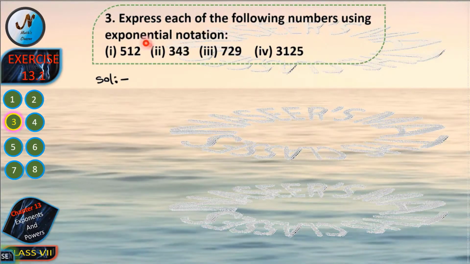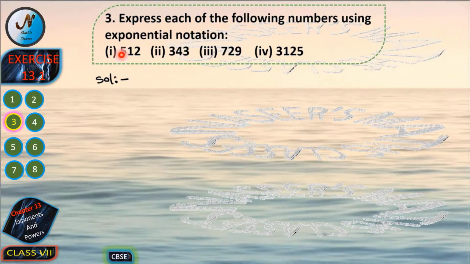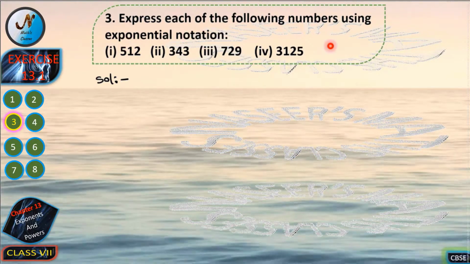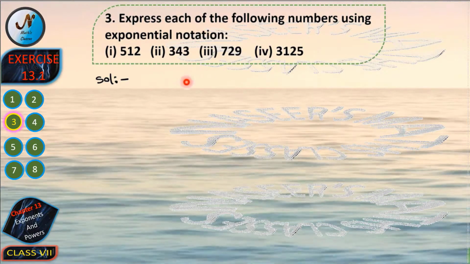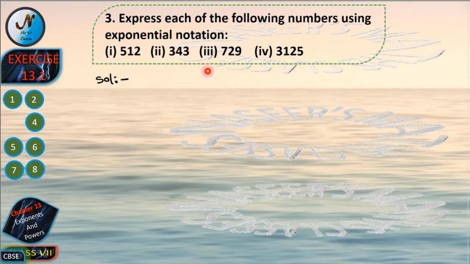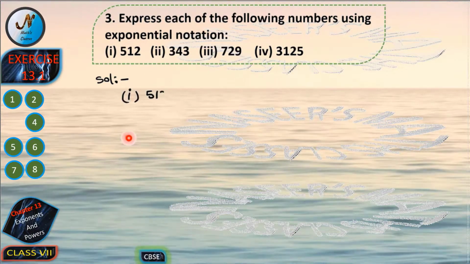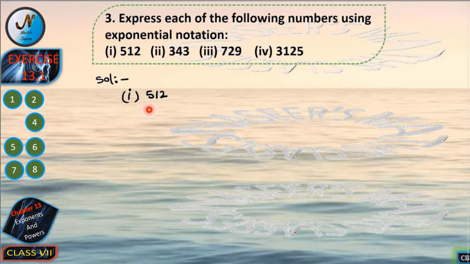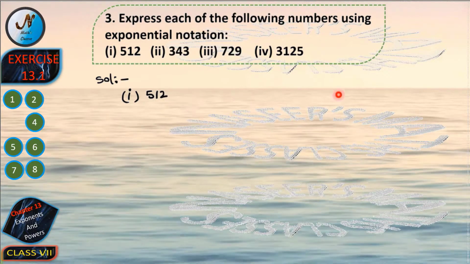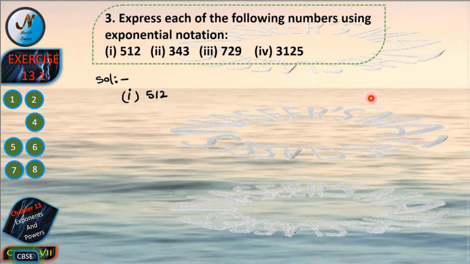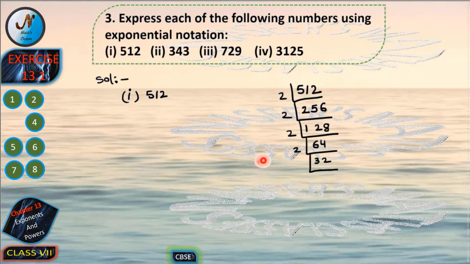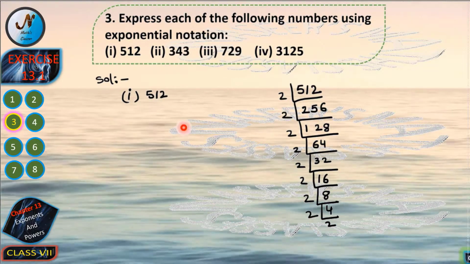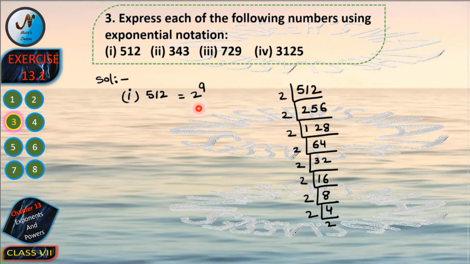Now we are going to solve third problem of exercise 13.1. In this problem it is given that express each of the following numbers using exponential notation. So here 4 bits are given. First one is 512. To write 512 in exponential notation, we have to factorize 512 using prime factor. So after prime factorization we have 9 2's, so 512 is written as 2 power 9.